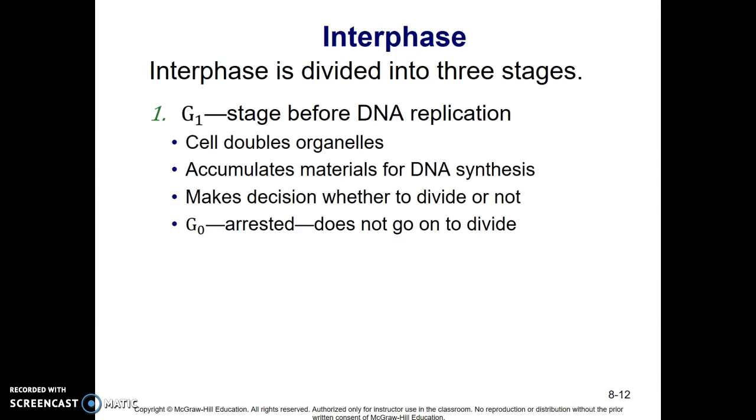And there's actually a checkpoint to make sure everything is prepared to go through the rest of the process. And if it's not, it goes into kind of a stage of pause, where it stops going forward in the cell cycle. It's arrested. We call it G0, that little circle, we call it G0. When it's not going to divide, that's not really what it means, but you can memorize it that way.